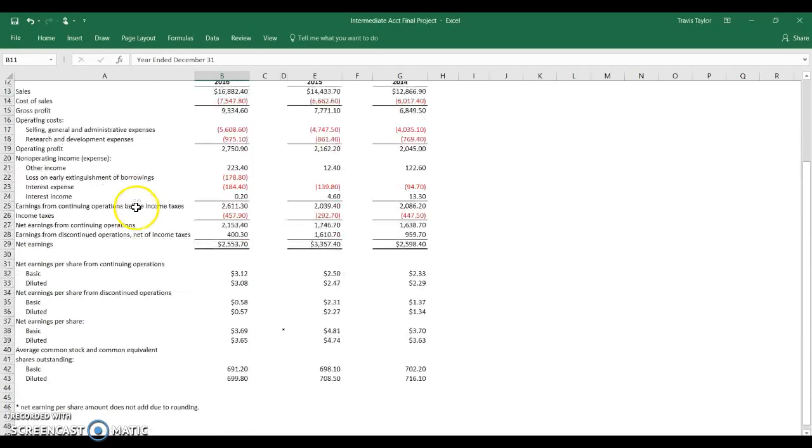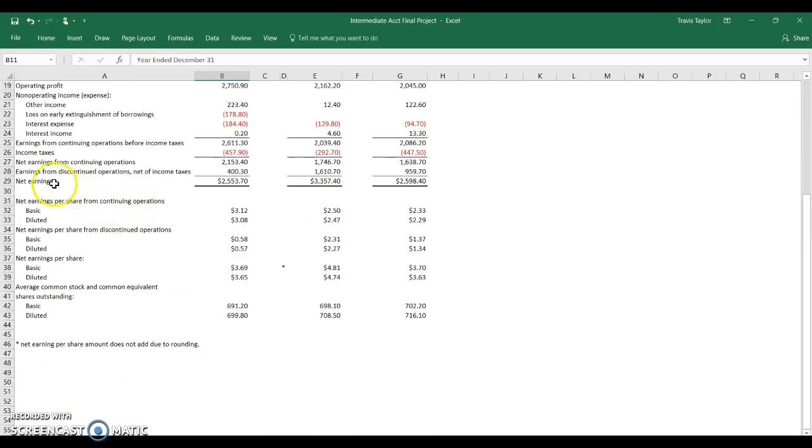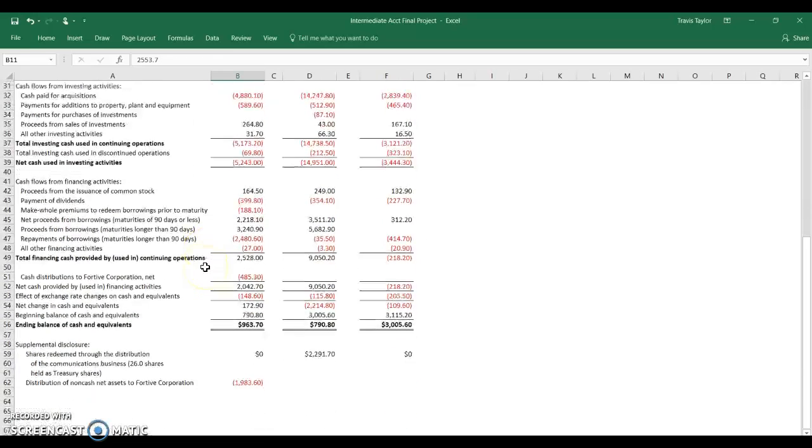In terms of the income statement, net earnings in 2016 were 2.55 billion, with a basic net earnings per share of 3.69, and a diluted earnings per share of 3.65. And there was a net increase in cash of 172.9 million throughout the year.